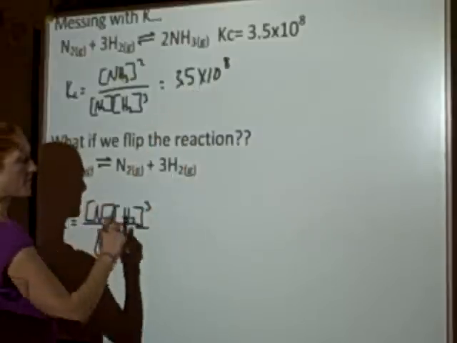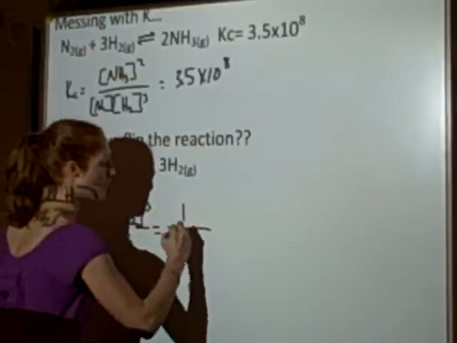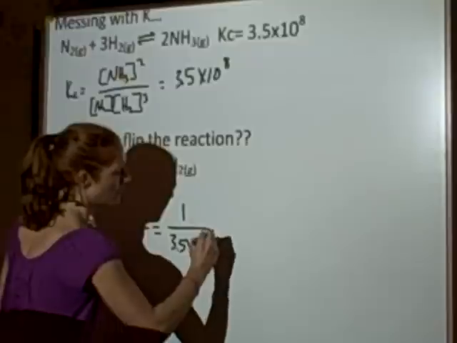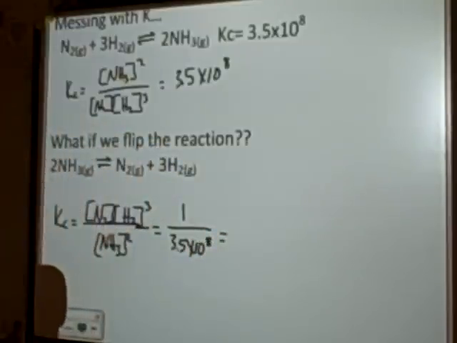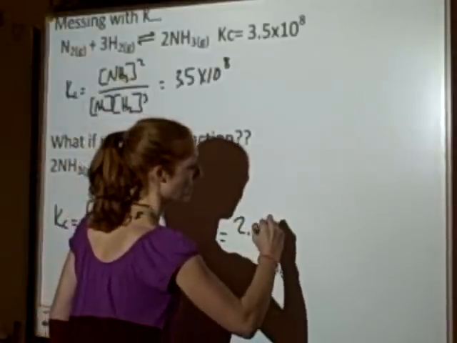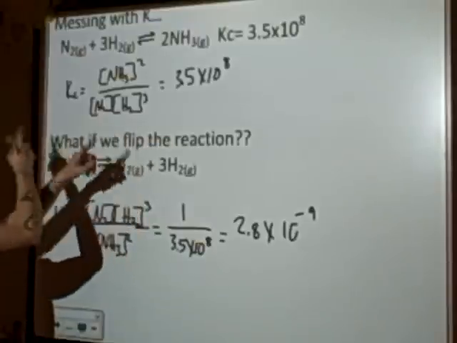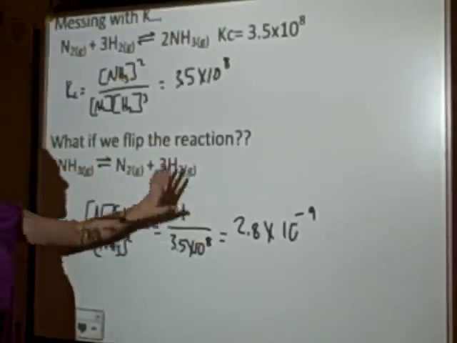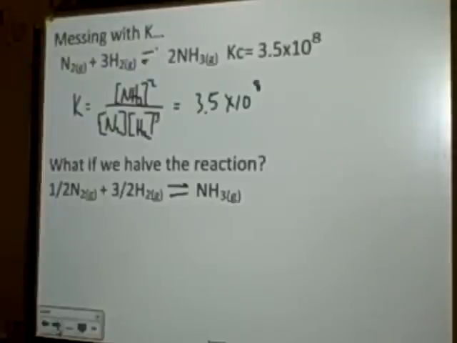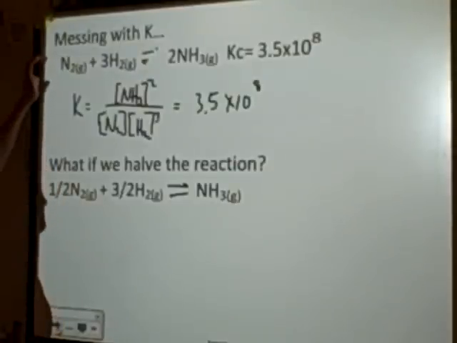So if I want to have this new value, I'll take what the old value was, but I'll take the reciprocal of it. 1 divided by 3.5 times 10 to the 8th, and that is equal to 2.8 times 10 to the negative 9th. Okay, so if I flip a reaction, then I take the reciprocal of the K to get the new value of the K. How about, let's see what happens if I multiply a step by something.